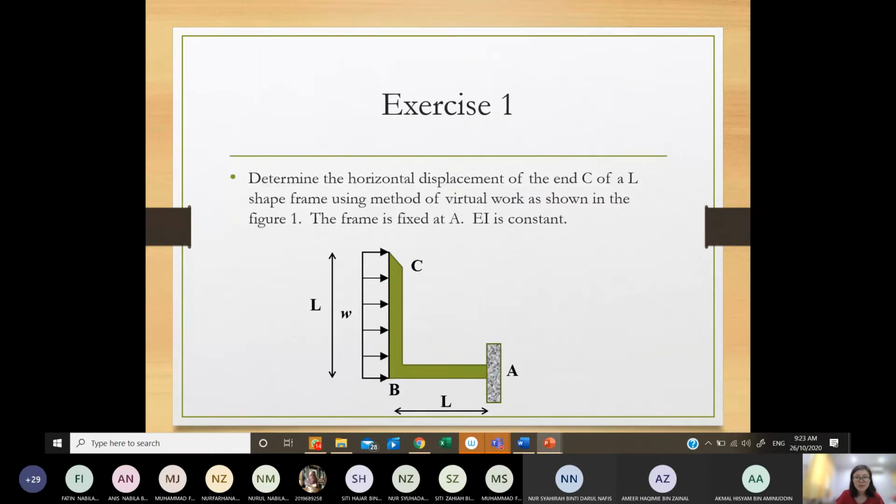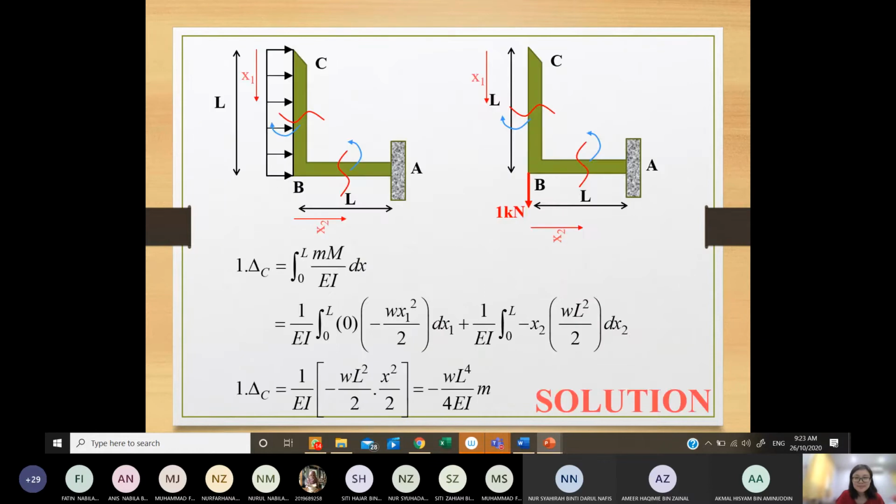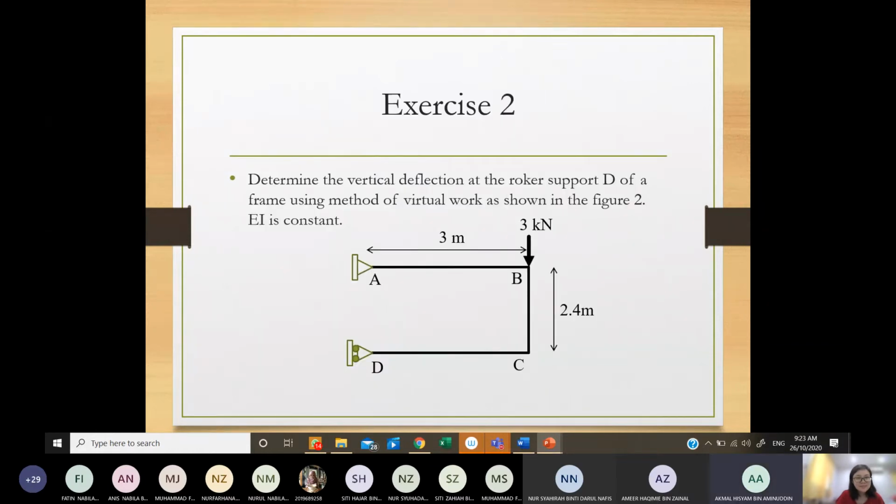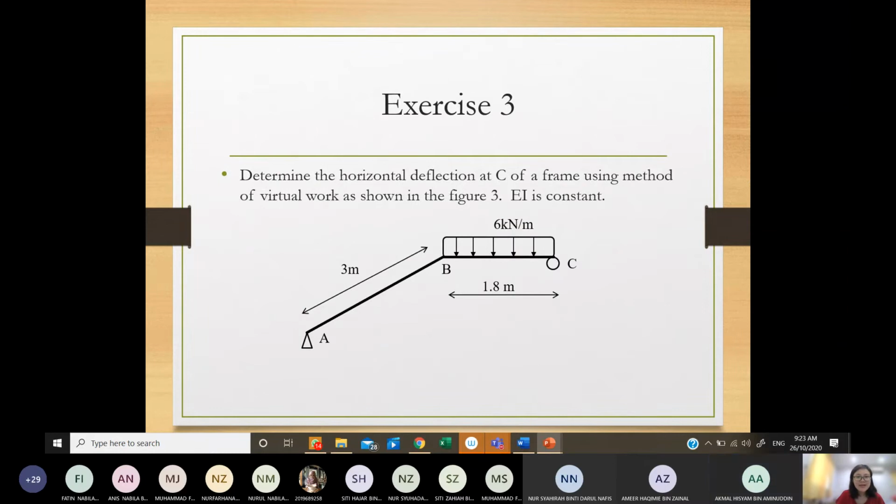Which one you want? Exercise 1, 2, or 3? 3. Okay, come. Now let's try before we discuss together. Can you try it now? I give you, let's say, 5 minutes. Then we will start to discuss. Please do it as fast as you can. Don't go out from the class yet because we are going to have a short discussion later.